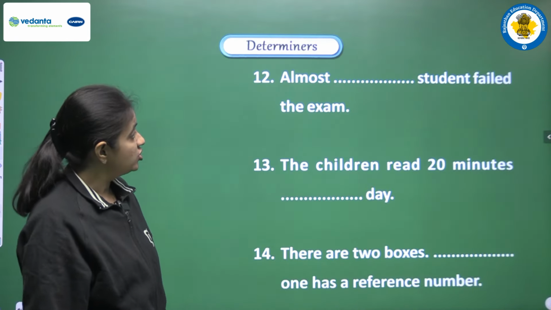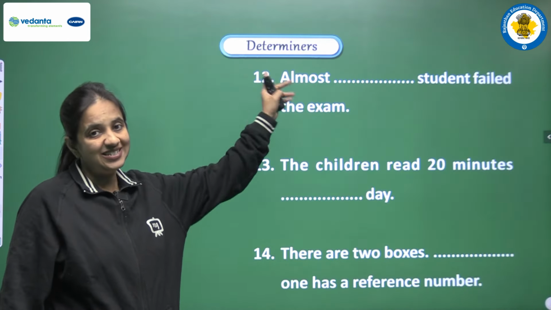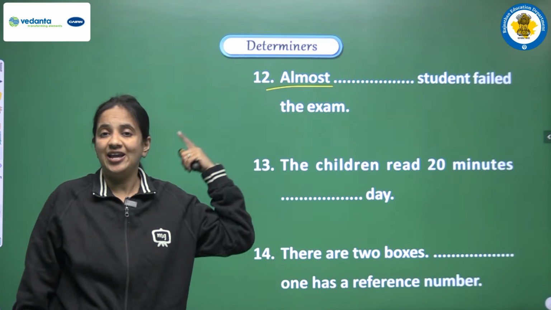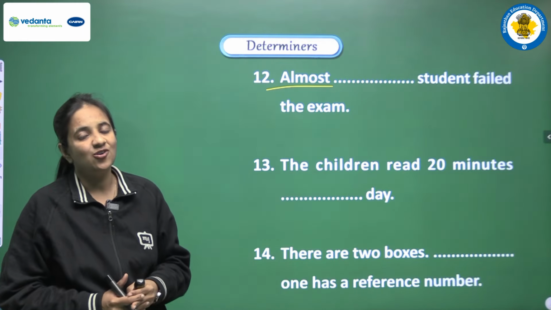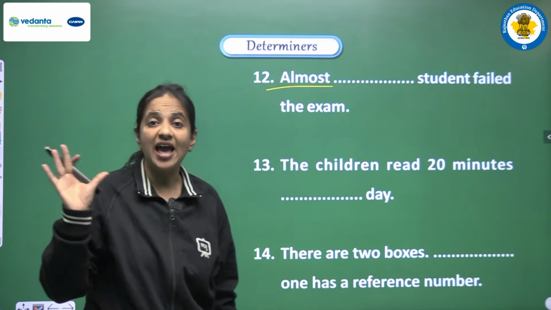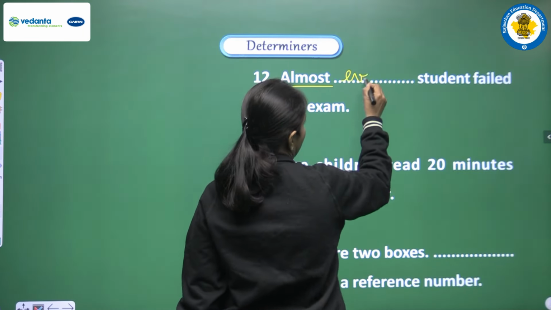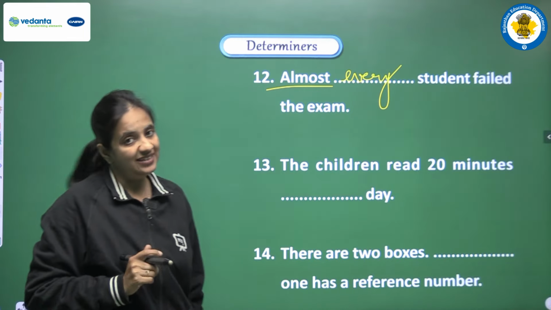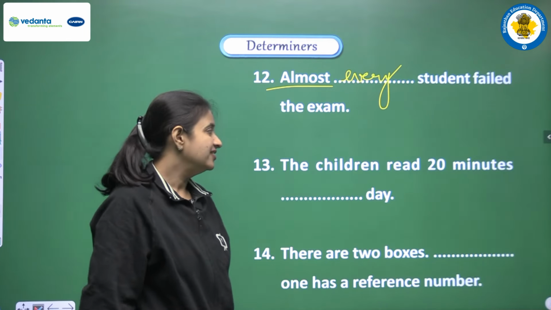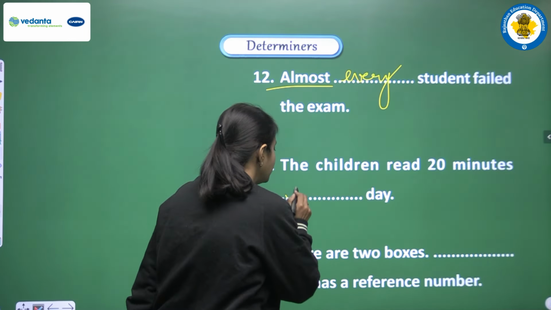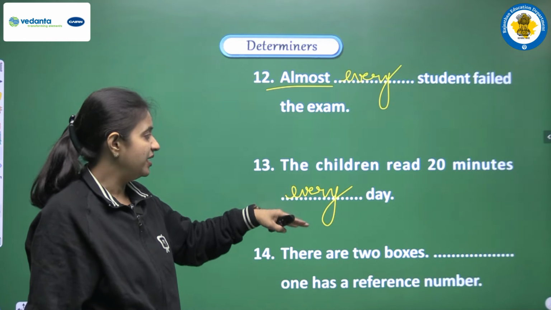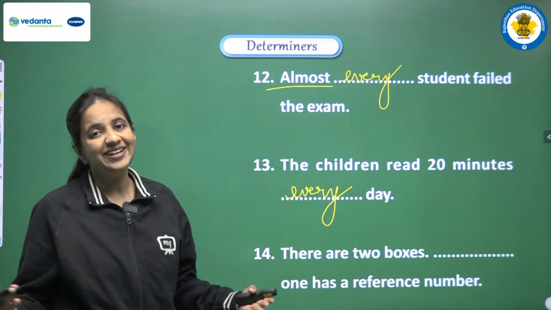Next is almost students failed the exam. So yes, in this sentence we are having one adverb in the beginning of the sentence. The adverb is almost, and we have discussed some adverbs, and according to the rule when we are having these adverbs, so after these adverbs we have to use every. So we are following the rules and we are writing the answer. The answer is every, and the sentence will be almost every student failed the exam. Next is the children read 20 minutes every day. So our answer will be every, and the sentence will be the children read 20 minutes every day.